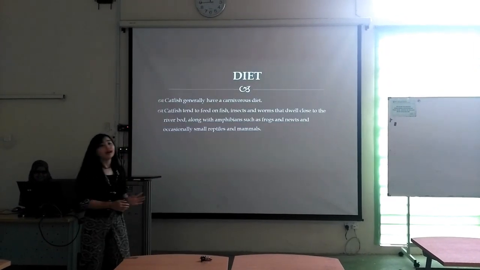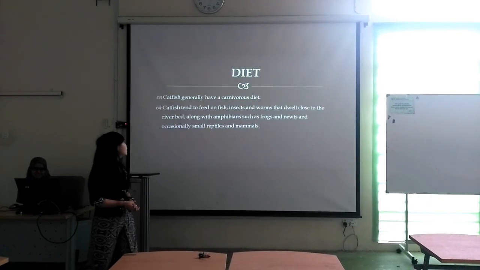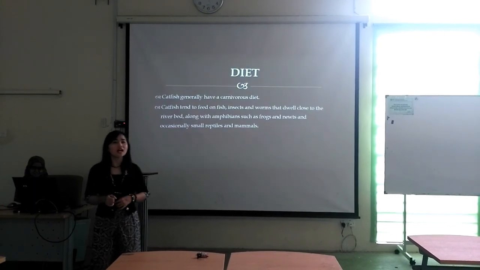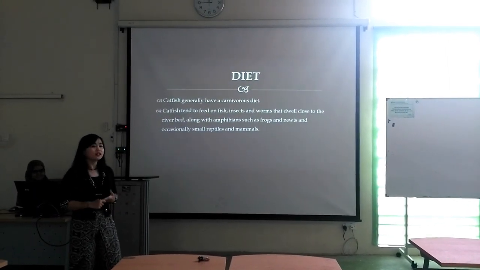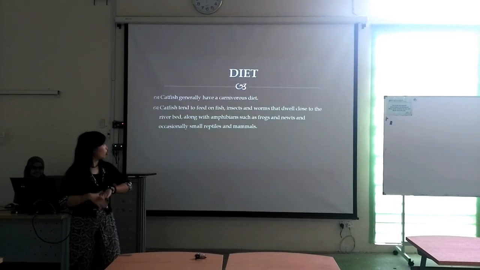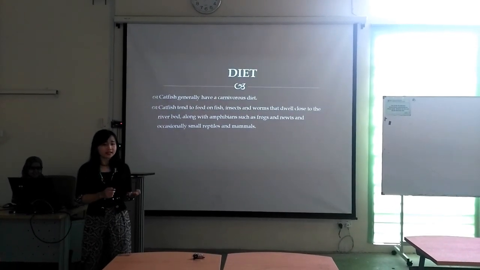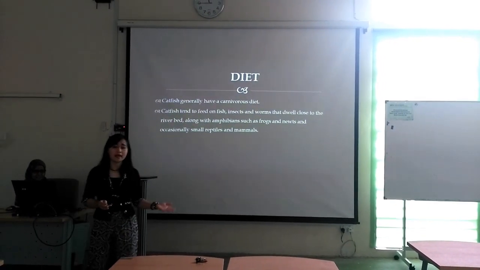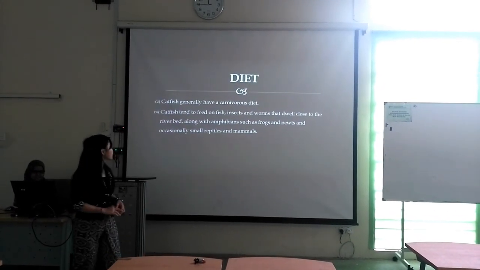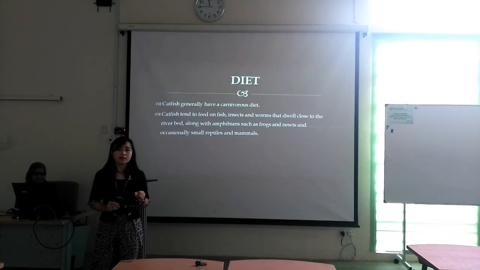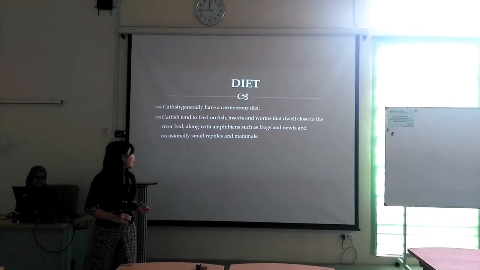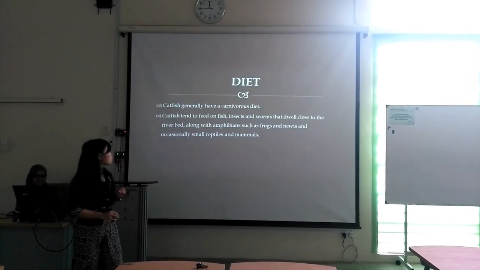Next. And then catfish diet. Catfish generally have a carnivorous diet. They tend to feed on fish, insects, and worms that dwell close to the riverbed. And sometimes they feed on amphibians such as frogs and newts, and occasionally small reptiles and mammals.